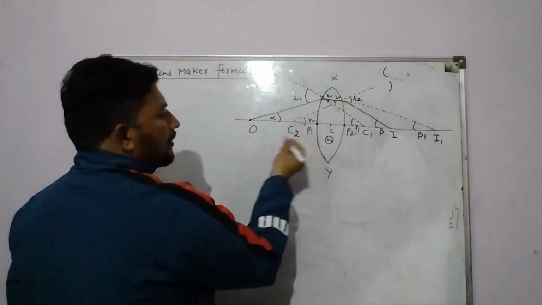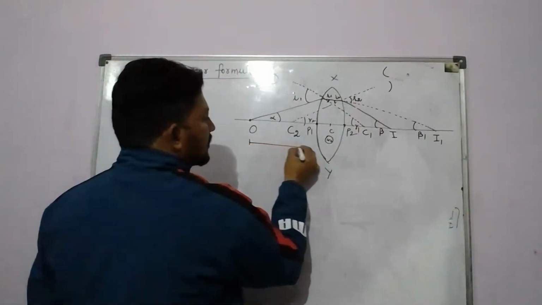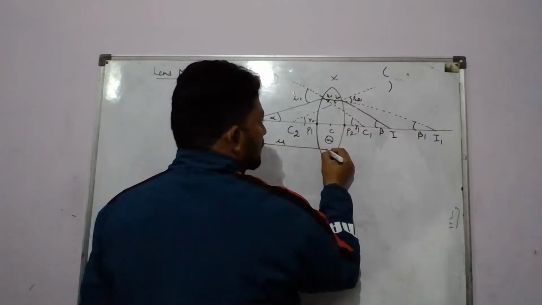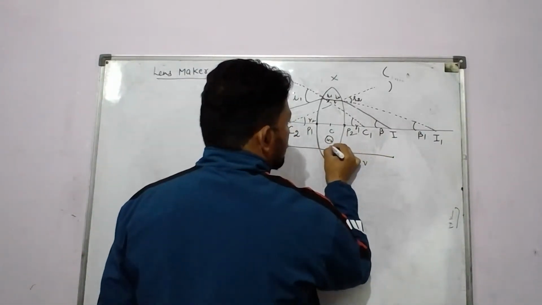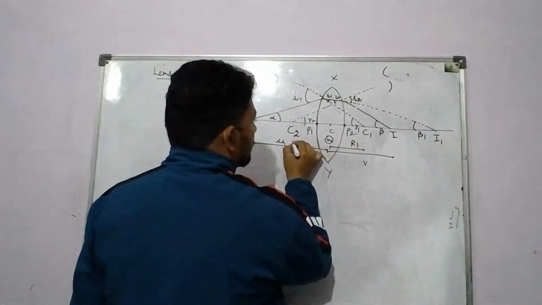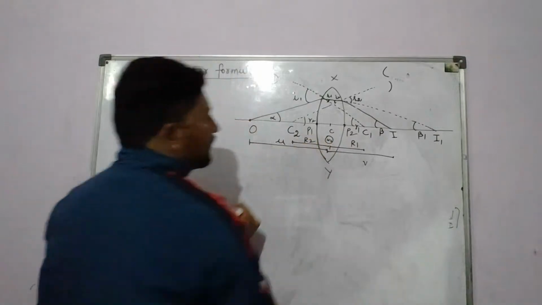So all the distances are measured from the optical center. So this is your object distance U. This is your image distance V. This is your radius of curvature R1. This is your radius of curvature R2.